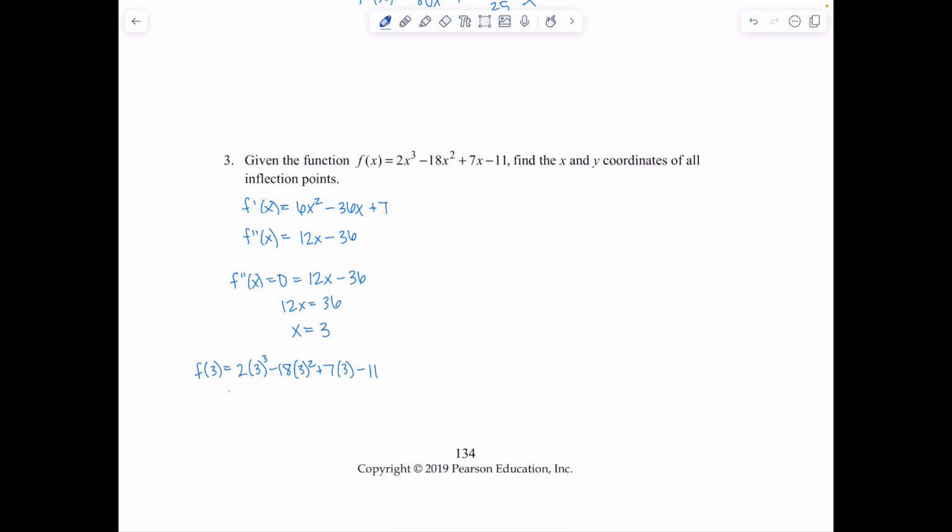So this will give us 54 minus 162 plus 21 minus 11, so negative 98. So this point, inflection point, is at 3, negative 98. We'll keep that information handy.